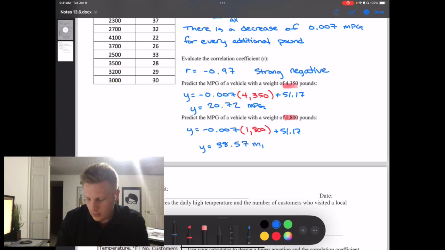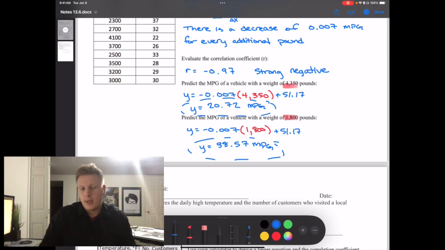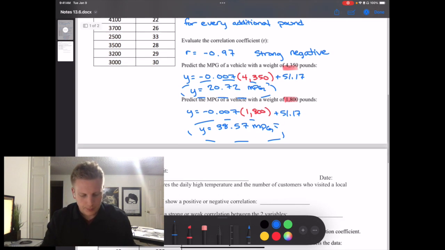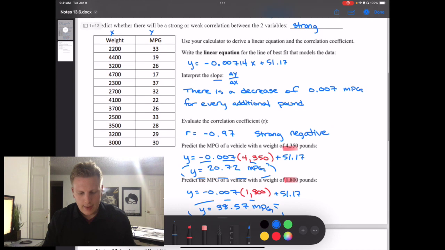38.57 miles per gallon. And I really wish I got that much gas mileage in my car. That's like 16 or 17, so spendy.